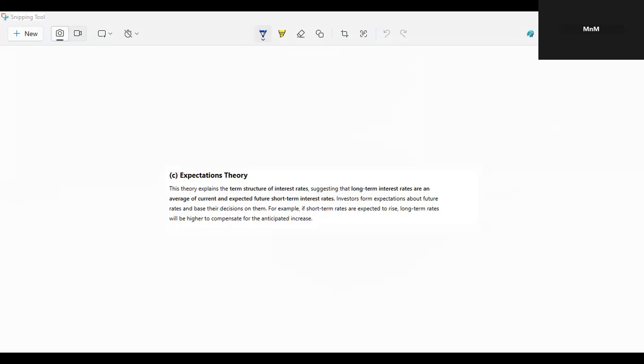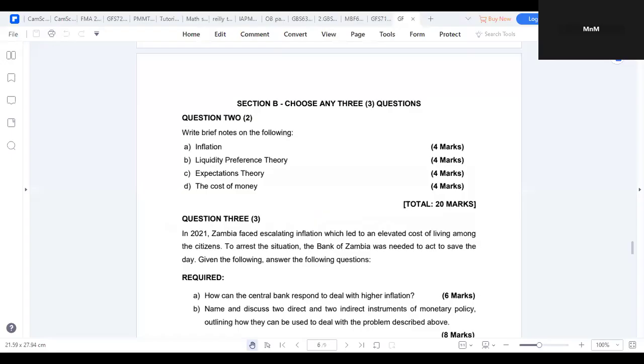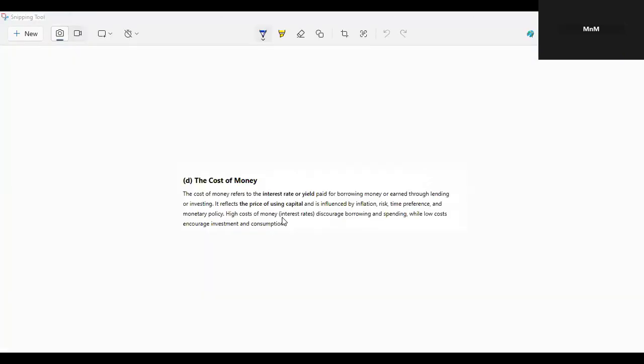Then we also have the cost of money. What is this concept, cost of money? You've heard of it? When we're dealing with cost of money, basically, we're looking at the concept that refers to the interest rate or yield. So the cost of money refers to the interest rate paid for borrowing money. That is the cost of money, the cost of borrowing.